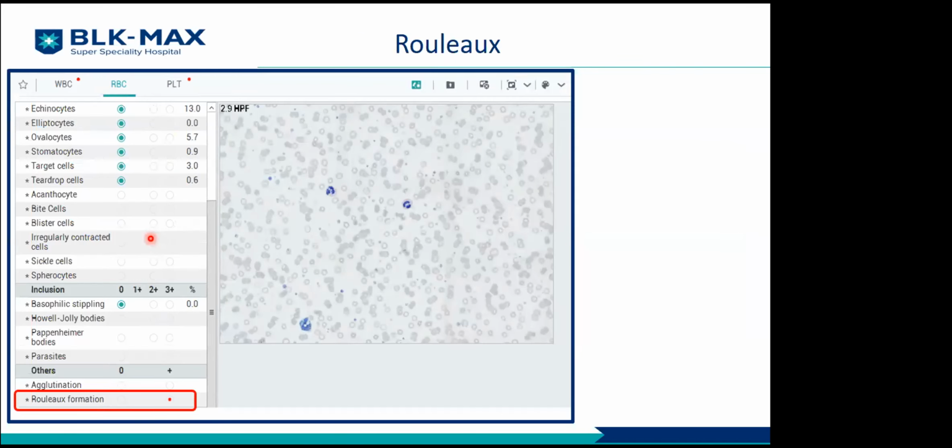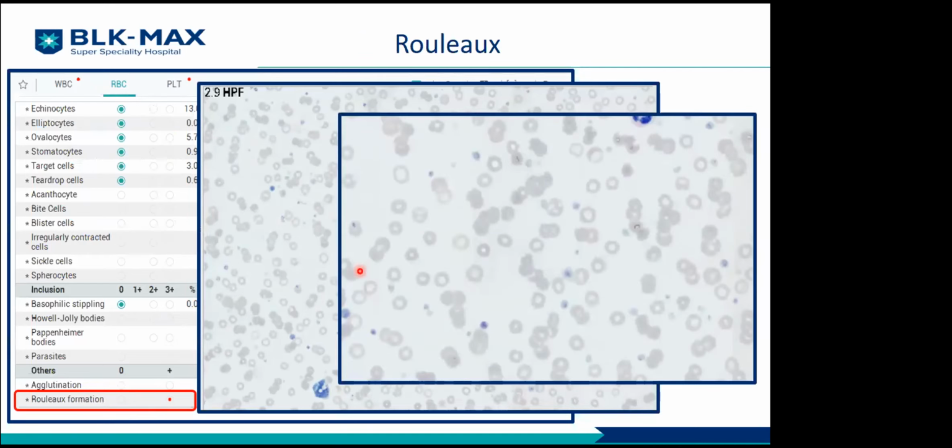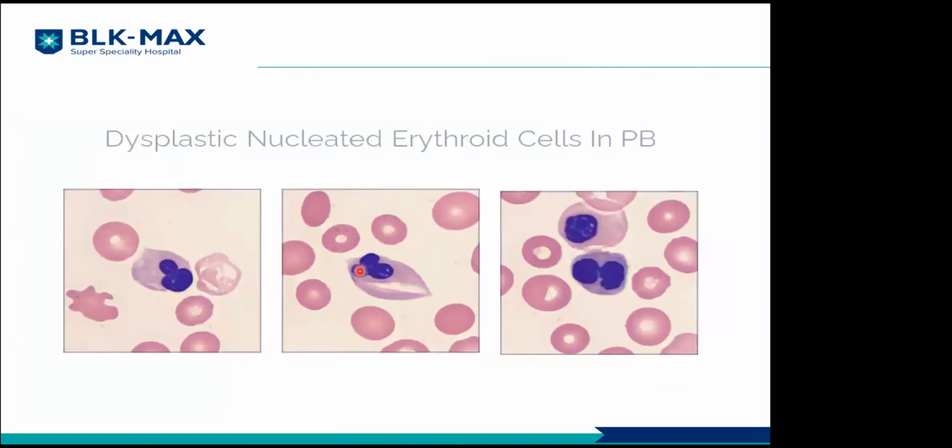Another case wherein very distinct rouleau formation is very obvious, which you can see in the smear. And again, it's been highlighted by the instrument very beautifully. As you can see in this case, there is increased rouleau. This was a case of plasma cell neoplasm, and was eventually diagnosed as multiple myeloma. Of course, you can also pick up dysplastic nucleated cells in the peripheral blood, which can also be picked up by the digital morphology analyzer.